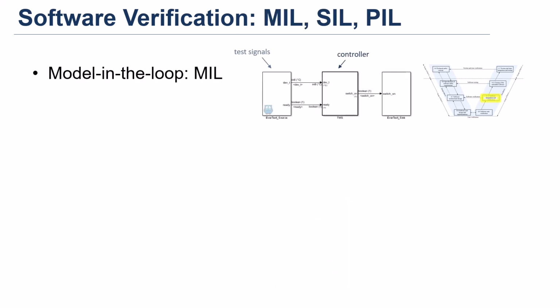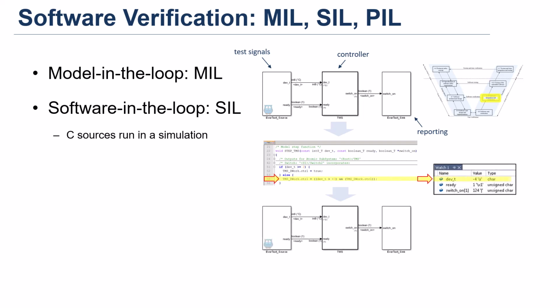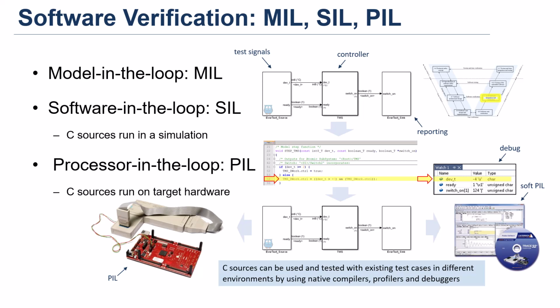The software verification can be done in model in the loop, which means that you just execute your model. Software in the loop, which means that you generate C code and embed it into the model again. And now you execute the C code on your host platform like Windows. You can also use your host debugger like Microsoft Visual Studio. And if you use your target compiler, you can compile the code and run it in the processor in the loop simulation, which means that your sources run on the target hardware. You can use the Trace32 simulator from Lauterbach or even the complete hardware debugger. C sources can be used and tested with existing test cases in different environments by using native compilers, profilers, and debuggers.